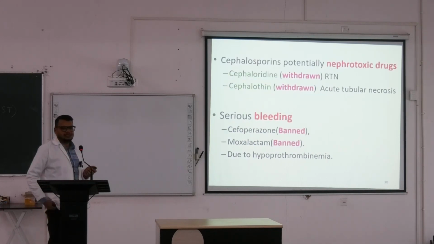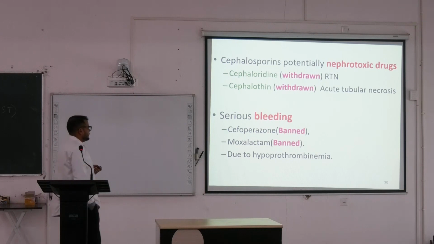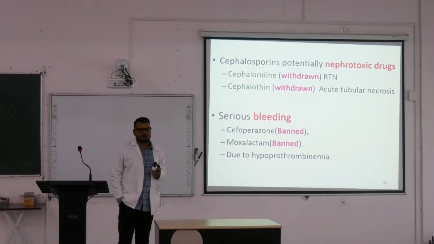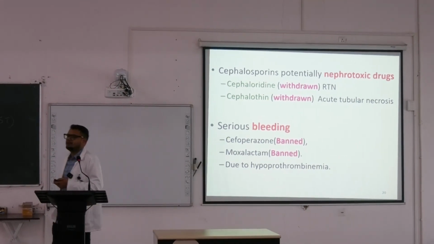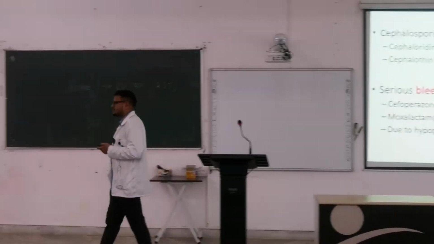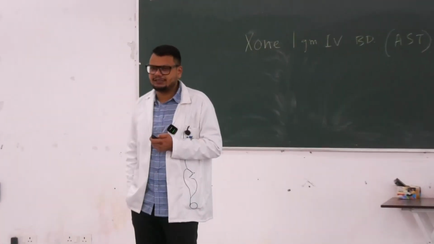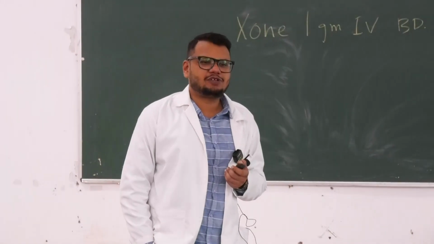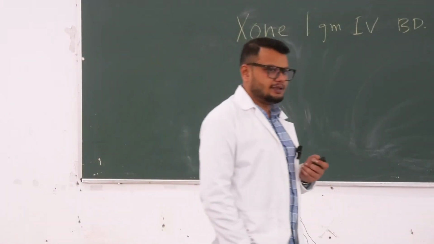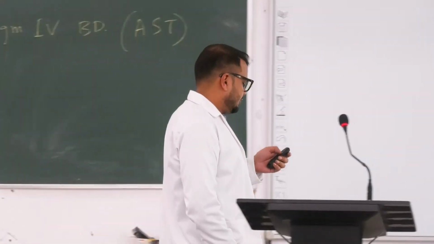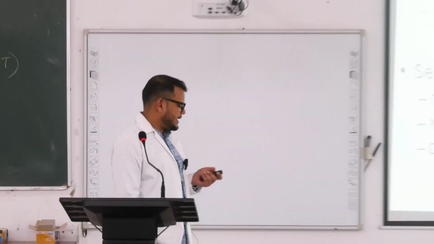So these are potentially nephrotoxic. Okay. So to be used very cautiously in any nephro patients or kidney patients. Except third generation cephalosporin, we can use ceftriaxone very safely in nephro patients. Can cause serious bleeding, so that's why these are banned. Cefoperazone is now banned from the market.